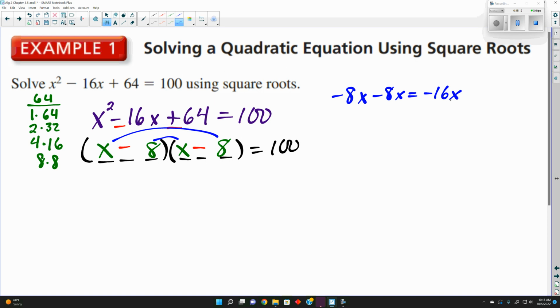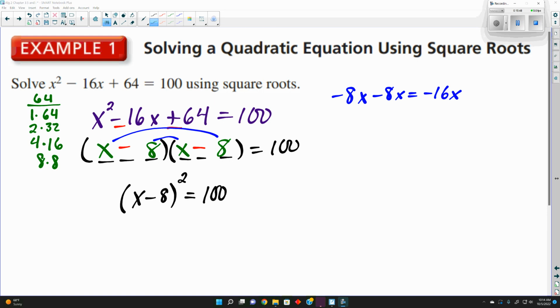Is there something interesting about our factors? Well, both of these are the same, yes? If I have something multiplied by itself, how could I rewrite this? As x minus 8 what? Squared, isn't it? Because x minus 8 times x minus 8 is the same as x minus 8 squared, yes? x minus 8 squared, yes?